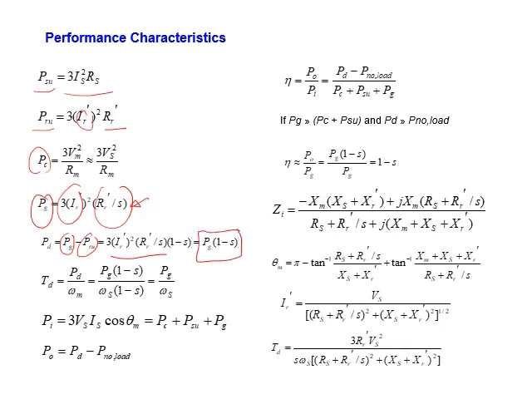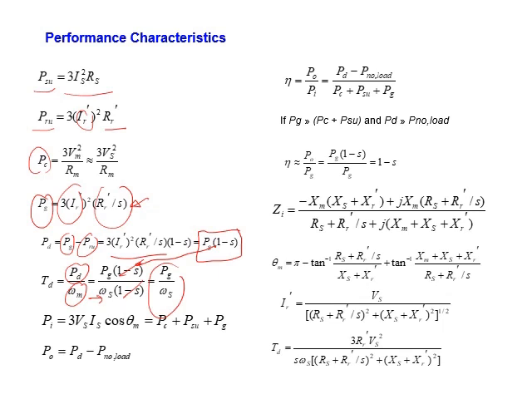For the delivered torque, it is equal to power delivered over omega m. And omega m, as you know from the definition of slip, is omega s times 1 minus s. And the power delivered here is power generation times 1 minus S. So if we cancel these, we have power generation over omega S.